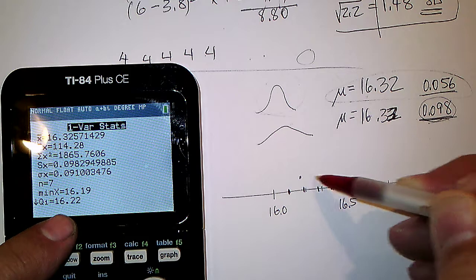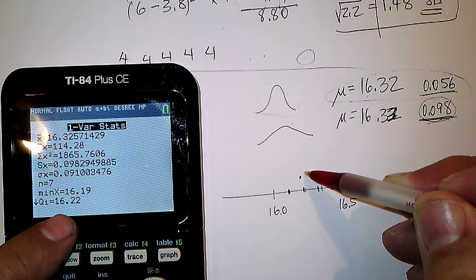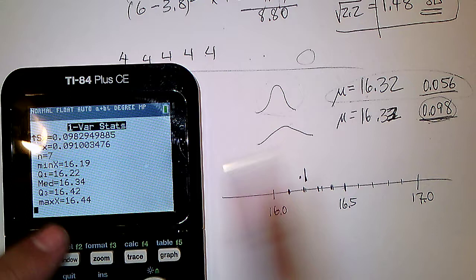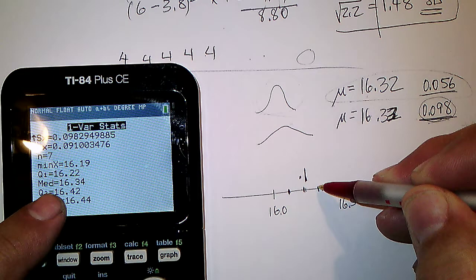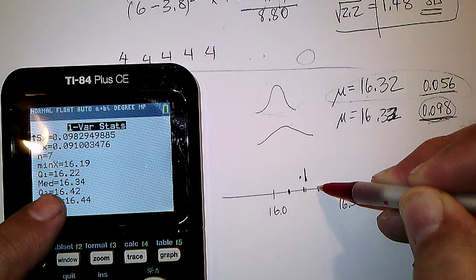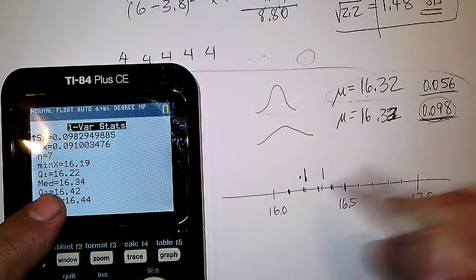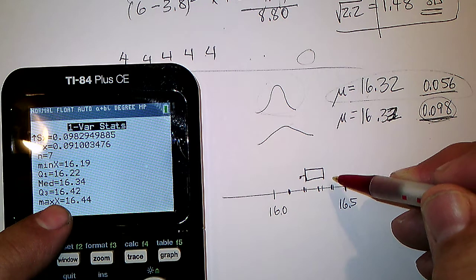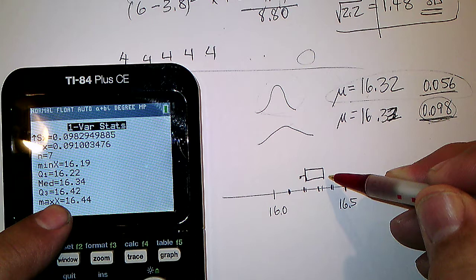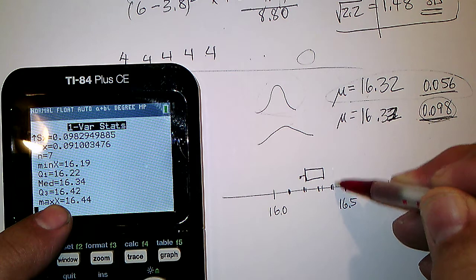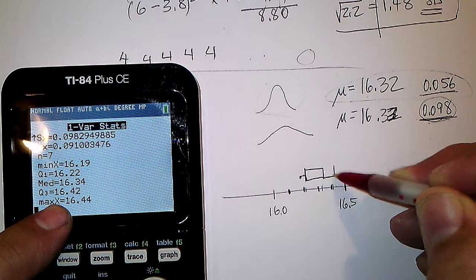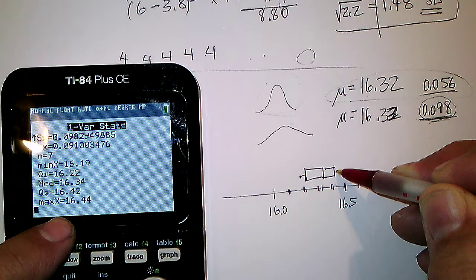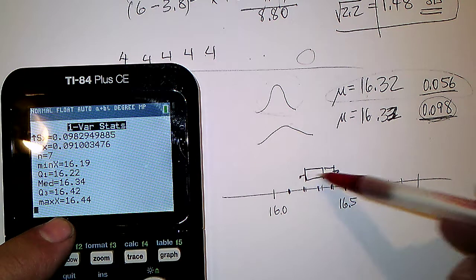The first quartile is 16.22, which is here. And then the median is 16.34. 16.34 is about here. The upper quartile, or the third Q, is at 16.42. And then the max is 16.44. Okay, so the center is pretty wide here.